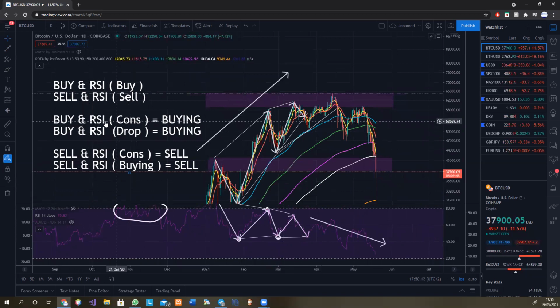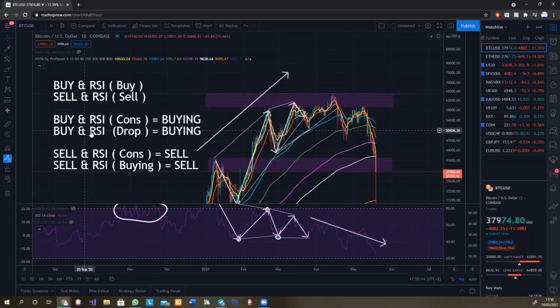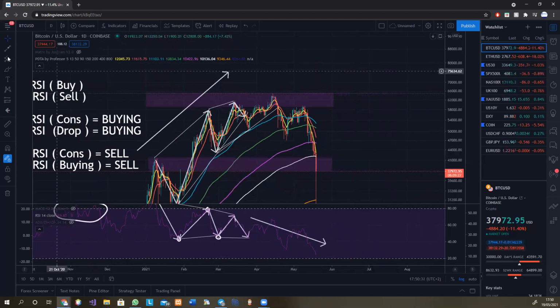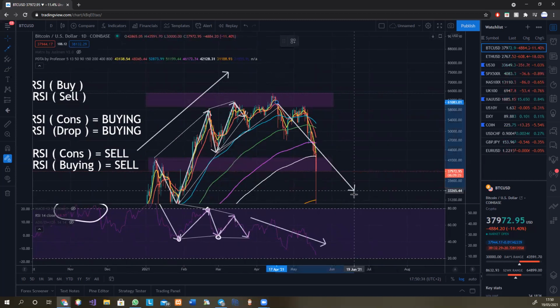Market buy, RSI consolidating, no. Market buys, RSI drop, yes, equals market wants to buy, right? In that case, right now, at this point in time, we are actually predicting that this market wants to keep going up, according to the RSI laws. Great. But why did we then instead predict the sell here?